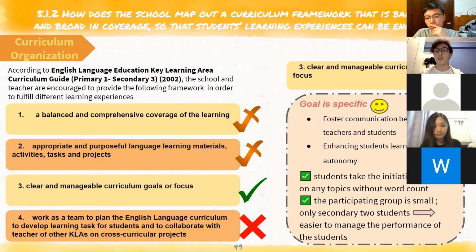Now let's look at how the school maps out a curriculum framework that is balanced and broad, that leads students to have an enriched learning experience. According to the English Language Learning Key Learning Area Curriculum Guide, the school and teachers are encouraged to provide the following in order to fulfill different learning experiences of the students. This school has clear and manageable curriculum goals to foster communication between teachers and students and enhance students' learning authority. Not only is the participating group small, but it is also easier to manage the performance. Next page, please.